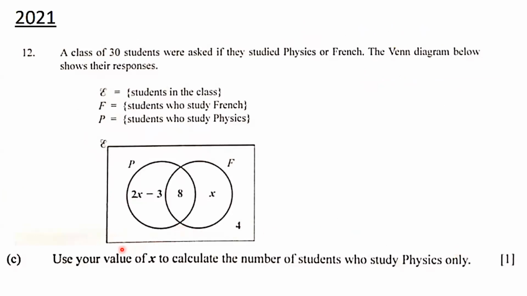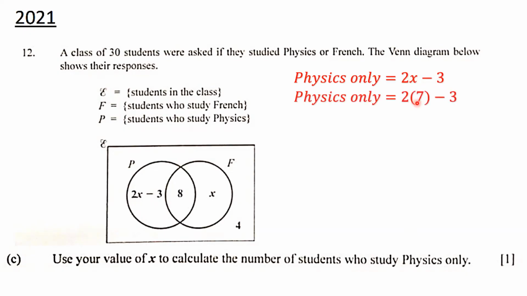The next question says, use your value of x to calculate the number of students who study physics only. Well, the number of students who study physics only is going to be 2x minus 3. We know that x is 7, and so that means that we're going to multiply 2 times 7, which is going to be 14. And if you say 14 minus 3, 14 minus 3 is definitely 11.